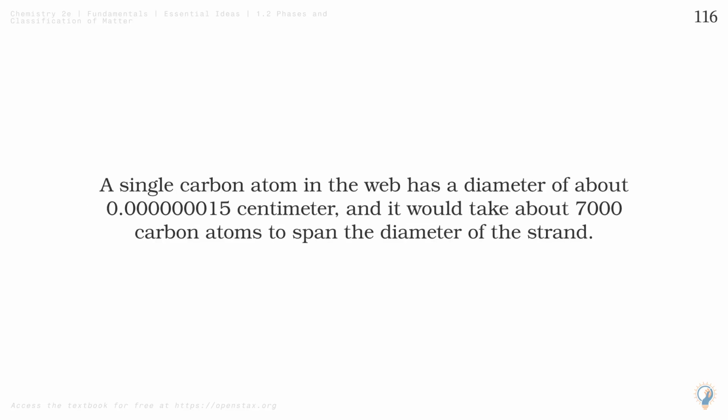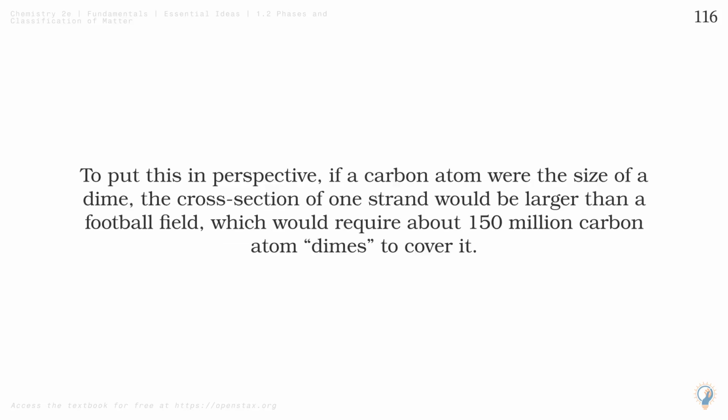A single carbon atom in the web has a very small diameter, and it would take about 7,000 carbon atoms to span the diameter of the strand. To put this in perspective, if a carbon atom were the size of a dime, the cross-section of one strand would be larger than a football field, which would require about 150 million carbon atom dimes to cover it.